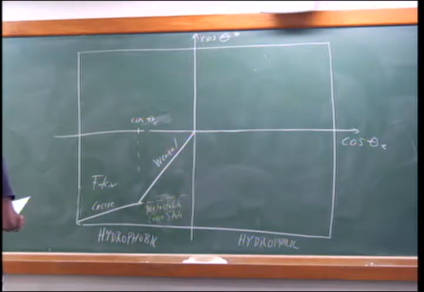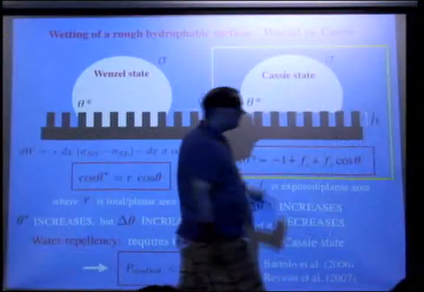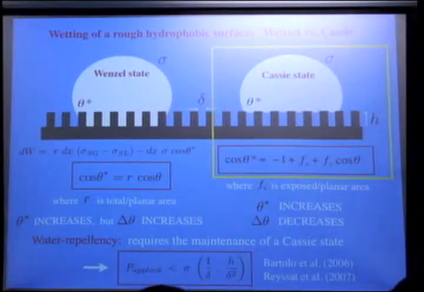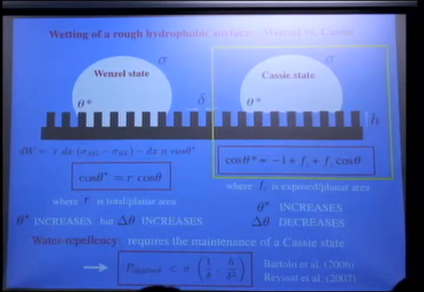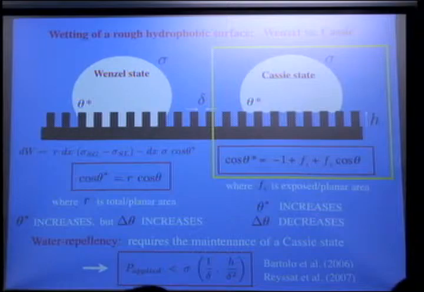Okay, and so we've got this result here. So here we're looking at the wet case, and so again we have this situation, this critical transition between Wenzel and Cassie.